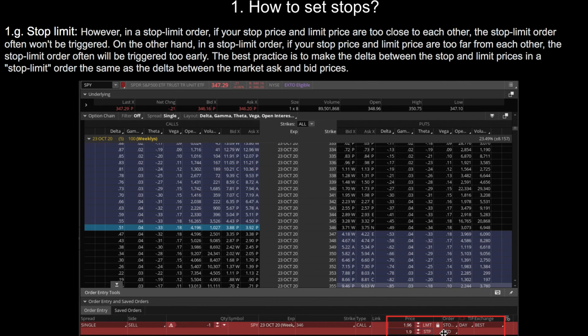So basically, the rule of thumb is to take the delta of the ask and bid price, the difference between the ask price and the bid price. Here it will be 3.92 minus 3.88, which is 0.04. So in the next slide, if you want to stop at 1.90, you should just put 1.94, which is 1.90 plus 0.04, as your limit price. In that case, it will make sure your stop limit order does its job, not being executed too early and not being executed at all.